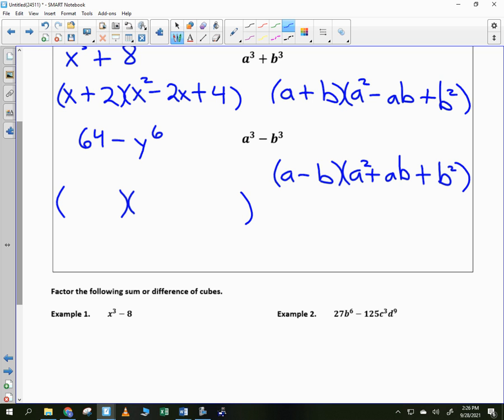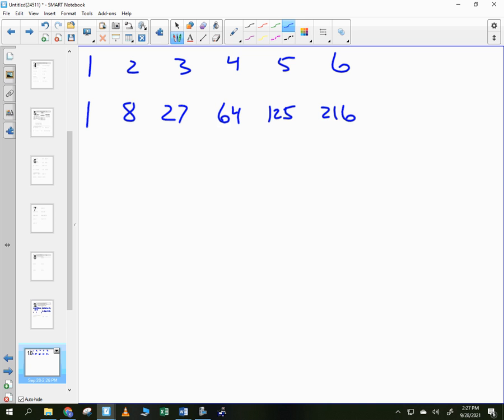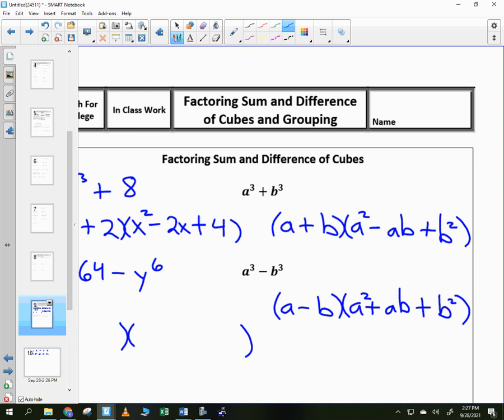What do you multiply by itself 3 times to get 64? Ooh. We need this. One times 1 times 1 is 1, 2 times 2 times 2 is 8, 3 times 3 times 3 is 27, 4 times 4 times 4 is 64. 5 times 5 times 5 is 125. And 6 times 6 times 6 is 216. These are what we call perfect cubes. So, what do you multiply by itself 3 times to get 64? 4.